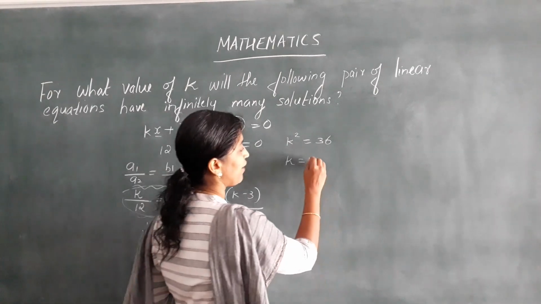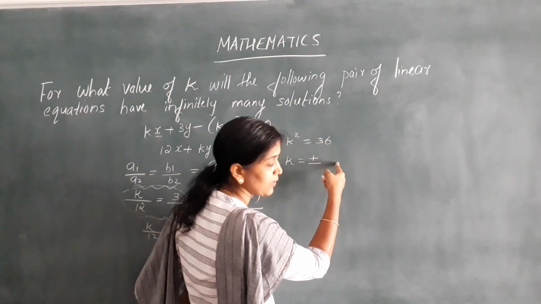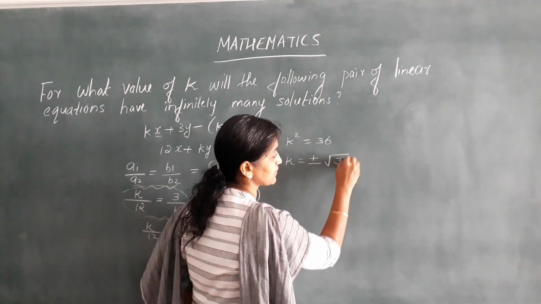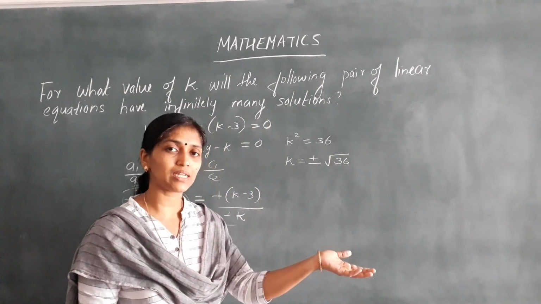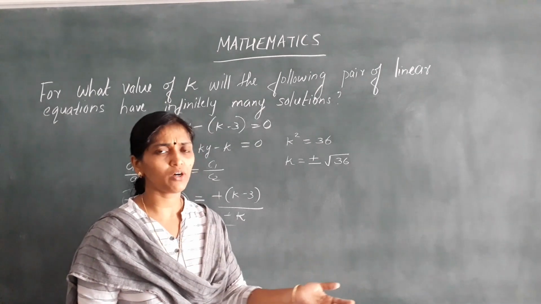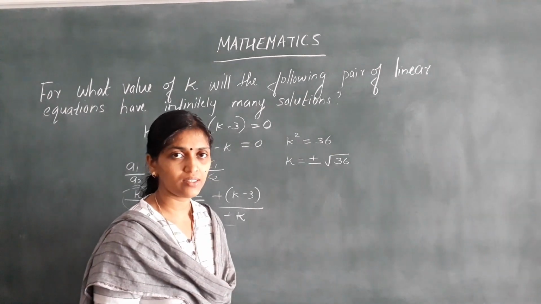Which means here, when you transpose a square, it comes as a square root, but you have to put the sign plus or minus. It is plus or minus 36. All those we have said in the previous classes. When we were doing the problems of polynomials, we discussed why we take plus or negative there.